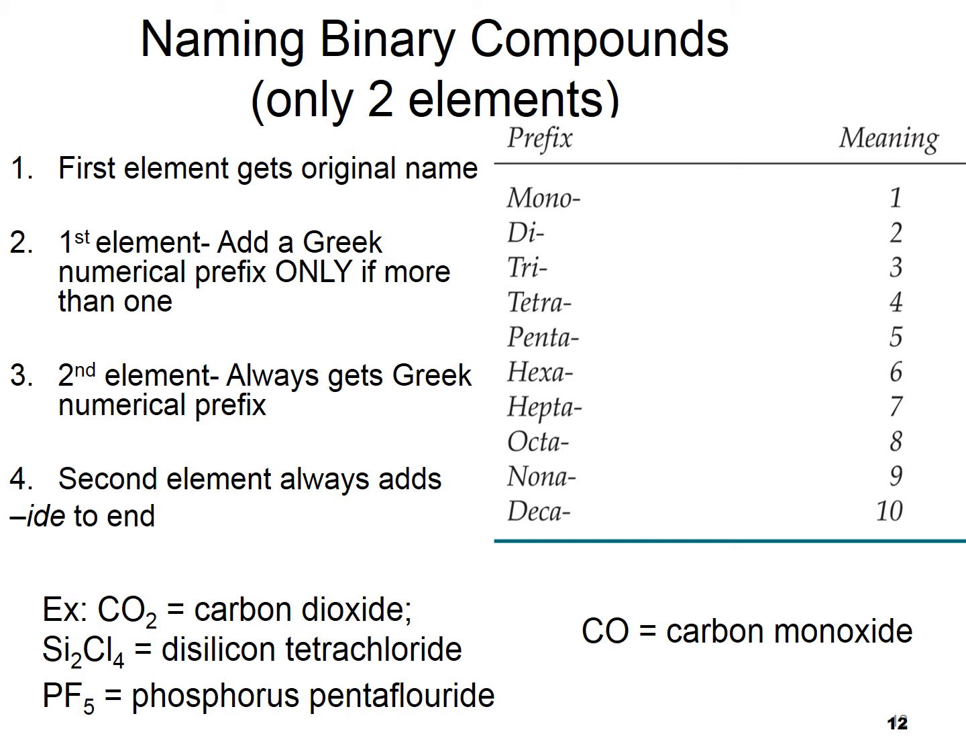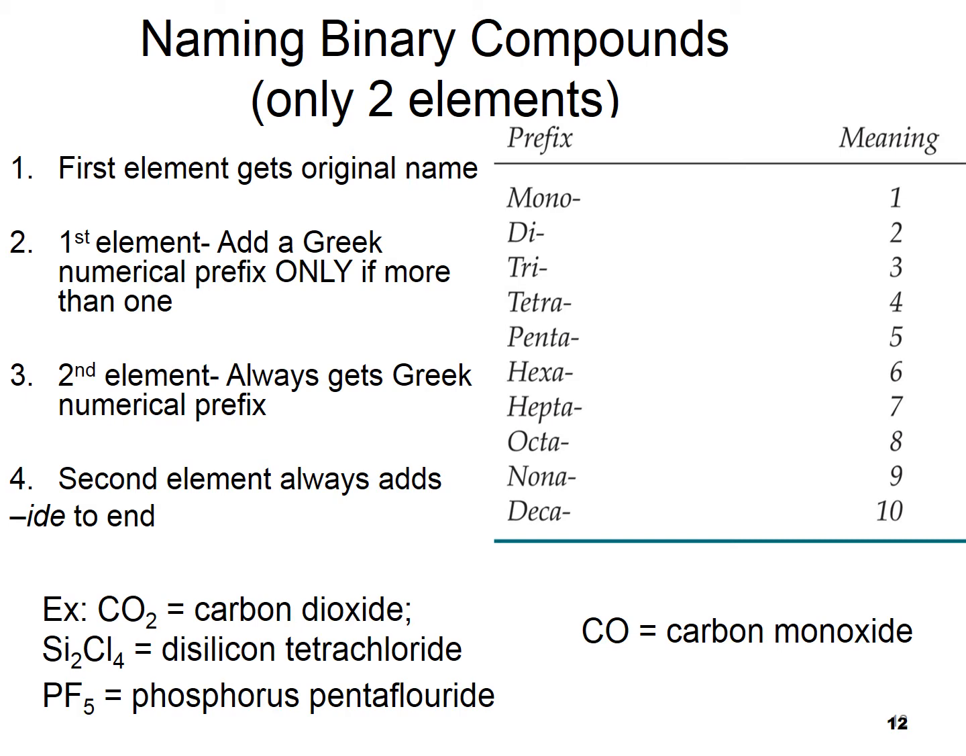Now, binary compounds. Basically, these are compounds made up of only two types of elements. The first element gets its original name and only gets a Greek numerical prefix if there's more than one. So if you look down below, carbon has only one in carbon dioxide. Silicon has two, so it's disilicon. Phosphorus has one, so just phosphorus.